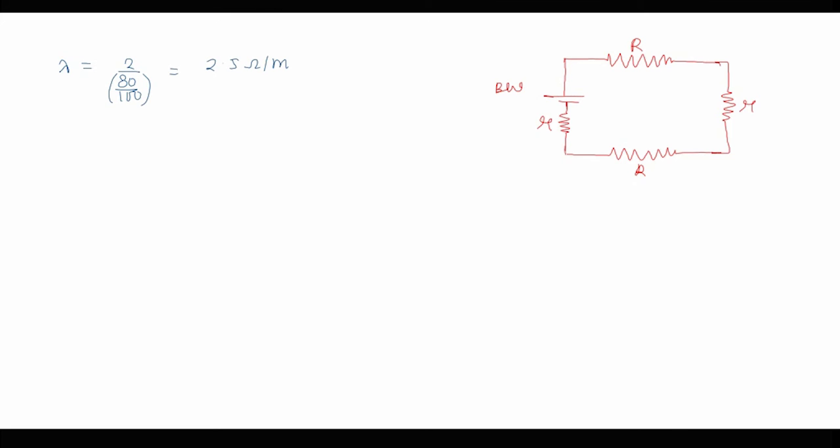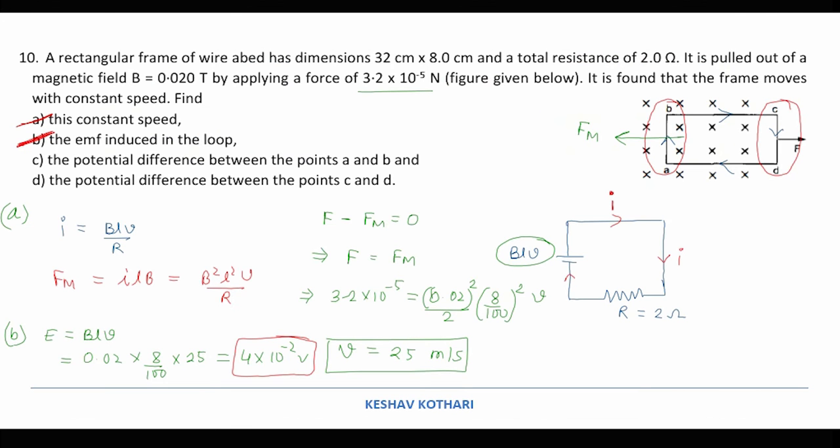So the small r value can be calculated as equivalent to 8 centimeter length. So 2.5 into 8 centimeter, that is 8 by 100, and the value is equal to 0.2 ohm. So this is going to be the internal resistance which is offered by it, and over here I can calculate the value of potential difference across AB.